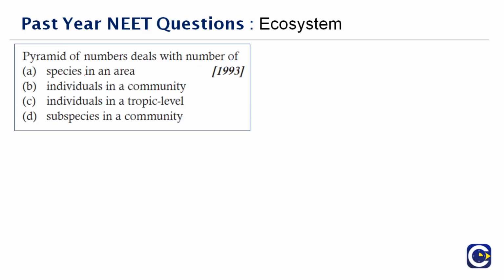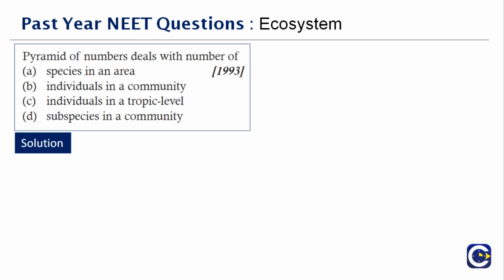Okay, next question here. Pyramid of numbers deals with the number of dash. So just now we discussed what a pyramid of numbers is. They include the number of organisms in each trophic level. So that is a measurement that it does. So what does it include now? I've given you the clue. Yes, it is the individuals of the organism in each trophic level. Pyramid of number represents the number of individuals or organisms in each trophic level.